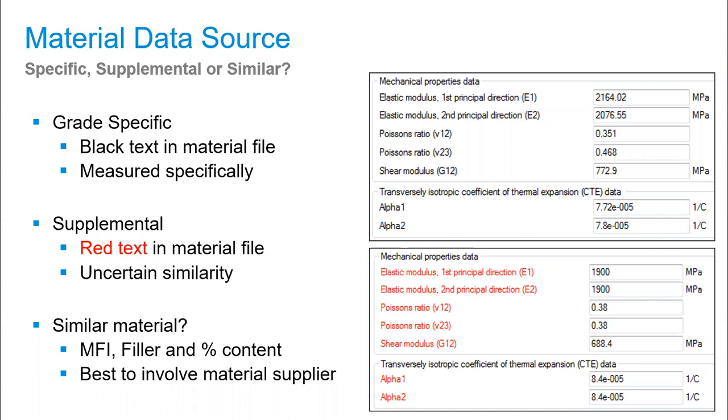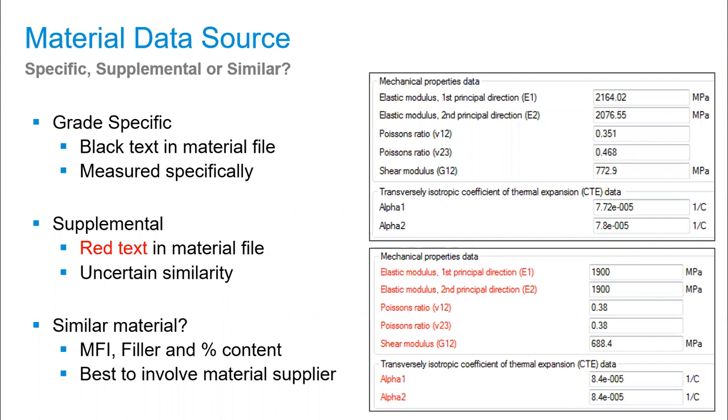If that hasn't been done, or if you've maybe not supplied that with a material to the data fitting department, you will get supplemental mechanical properties. And those are kind of middle of the road generic properties that we've seen for that particular material grade. You kind of see those indicated by the red text. So if you've ever seen any red text in the material file, you'll know that may not be close to what you're actually doing, but it's in the middle of the road for that material.